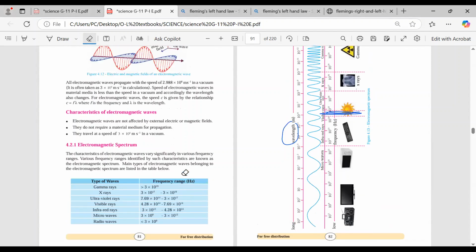Okay, go through this a little bit. Types of waves and the frequency. See the variations along with this picture here. We'll continue after the azan, okay?